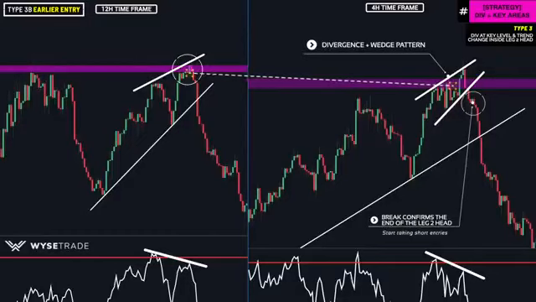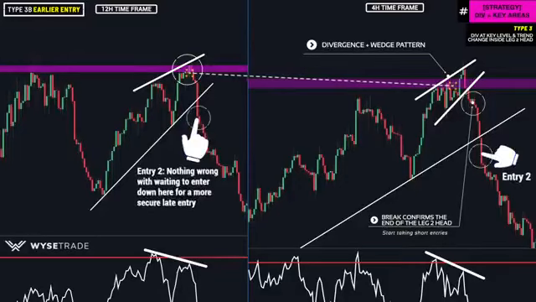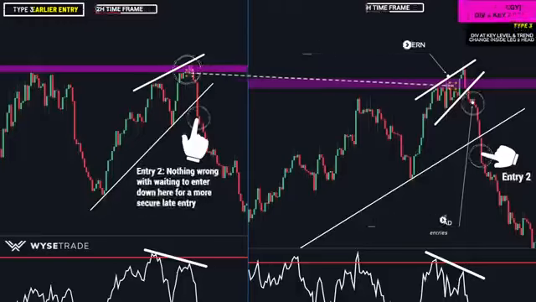Then you can get in with an earlier entry here. But for more secure traders, you can still wait for the larger trendline break and enter down here. Again, it all comes down to your style and how aggressive you want to take entries.